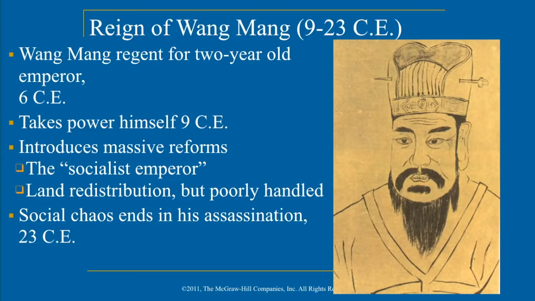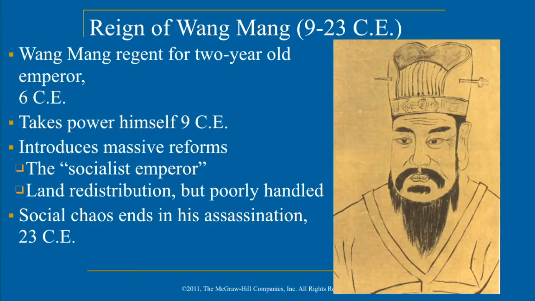Once he passes on, he is in charge of keeping together the kingdom and making wise decisions for the very young future king, and his job is to be a good advisor and to act as king for a while until the future king is old enough to take the throne and do his thing the way he's supposed to do it. Well, Wang Mang is the regent for that two-year-old emperor in 6 CE, and he takes power for himself in 9 CE. And by taking power for himself, he just gets rid of that two-year-old emperor. Well, actually, at this point, he would have been 5. And he introduces massive reforms.